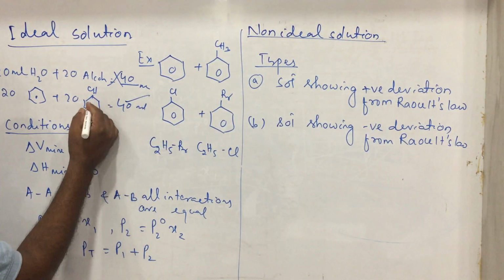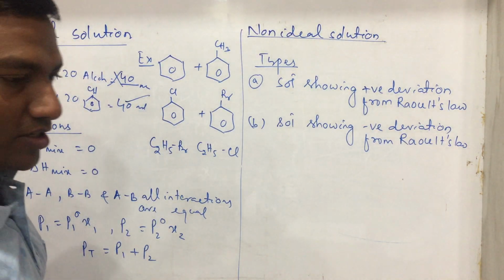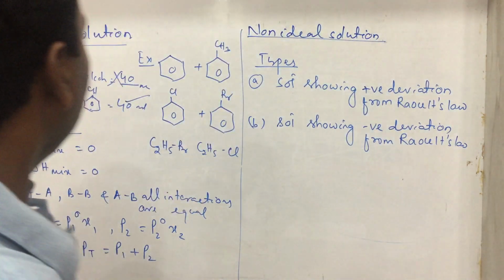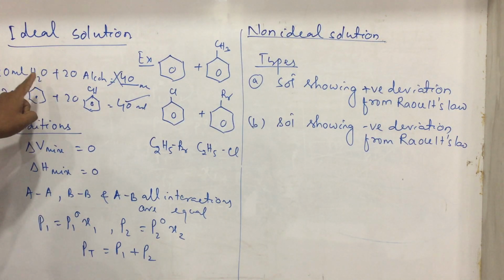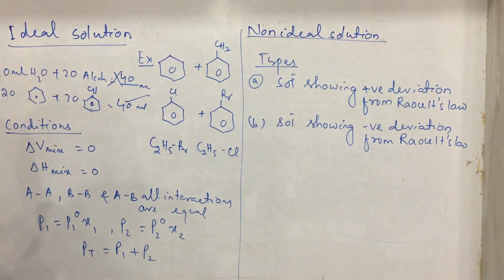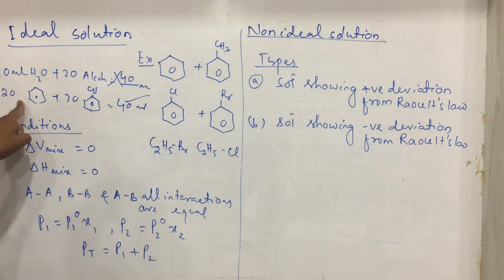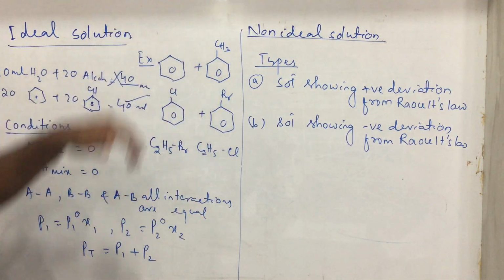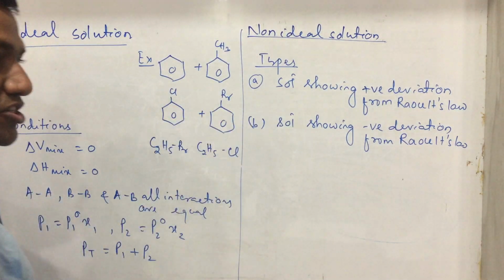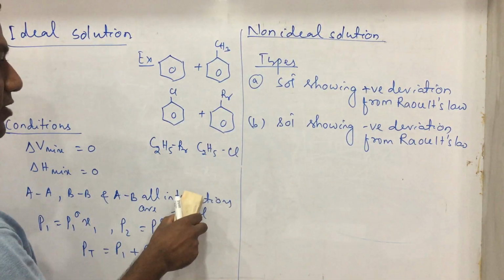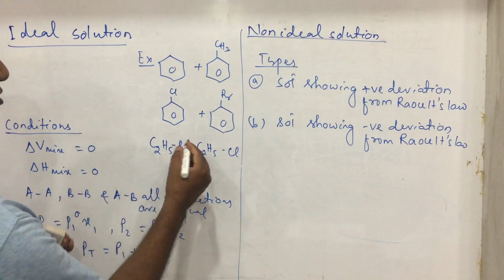So what is the definition of ideal solution? The solution which obeys Raoult's law over the entire range of concentration and temperature is known as an ideal solution. Got the idea? When water and alcohol are mixed, this is not an ideal solution. Similarly, when you take benzene and toluene, it is an ideal solution. Here I have written examples of ideal solutions. Benzene, toluene, ideal. Chlorobenzene, bromobenzene, ideal. Ethyl bromide, ethyl chloride. If you take these two, these are also ideal solutions.